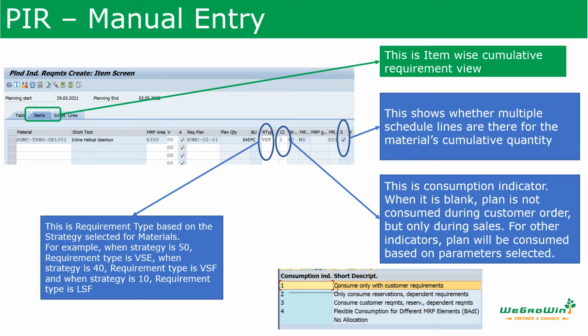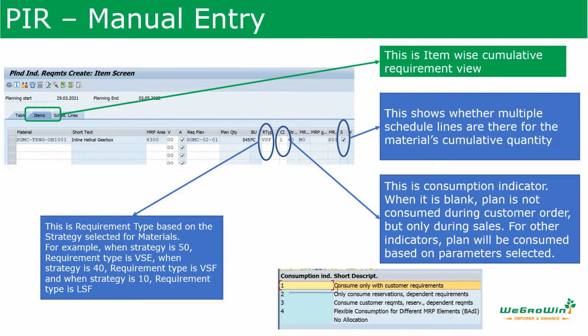And then this is the consumption indicator. When the consumption indicator is blank, the plan will not be consumed during order entry, but it will be consumed only during the sales, which is invoicing. For other indicators, for example, if you enter 1, the system will consume only with the customer requirements.